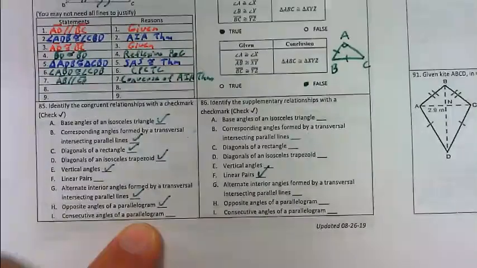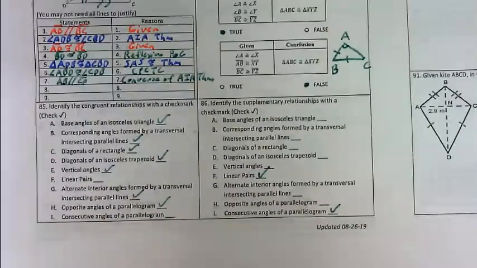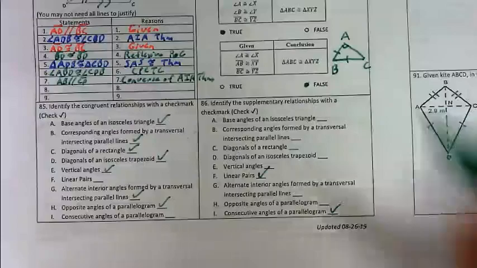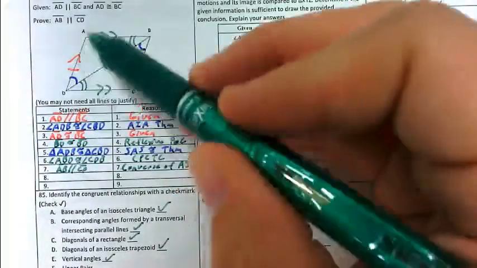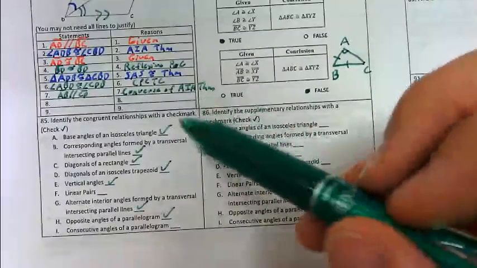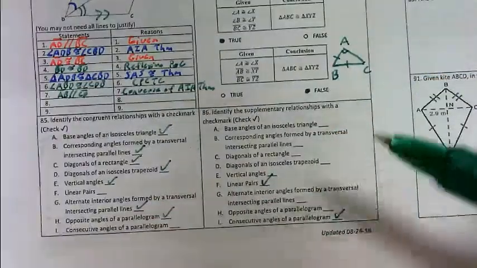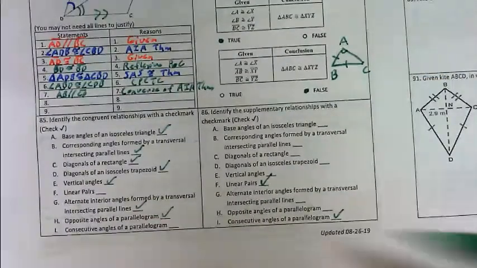Consecutive angles of a parallelogram. Consecutive angles are supplementary, because in a parallelogram, if the parallelogram is not a rectangle or a square, then you have one obtuse and one acute. Those wouldn't be congruent if you had one acute and one obtuse. They'd have to be supplementary. And you can think of this as consecutive interior angles or same side interior angles when dealing with parallel lines. So most of the checks were over here on 85. You had A, B, C, D, E, G, and H, and then 86 was only F and I.